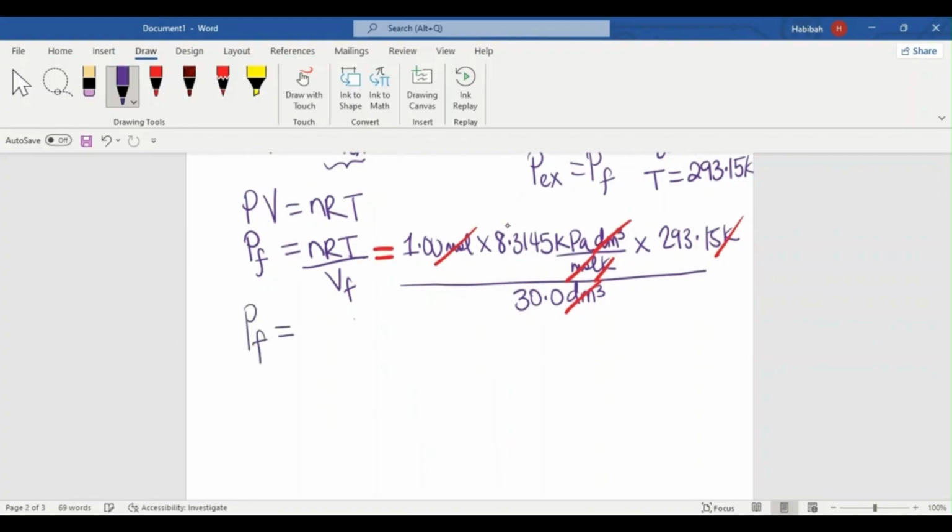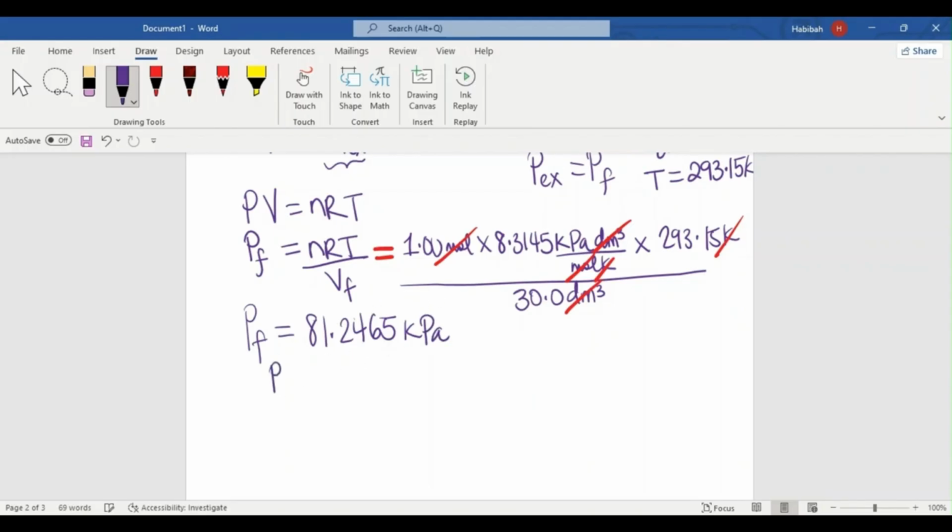P final equals 1 times 8.3145 kilopascal times 293.15, divided by 30. Whatever this answer is going to be is the P final that we're going to need to solve for the work. So this is just part of the process. When we do that, we have 81.2465 kilopascal. So this is actually the pressure.